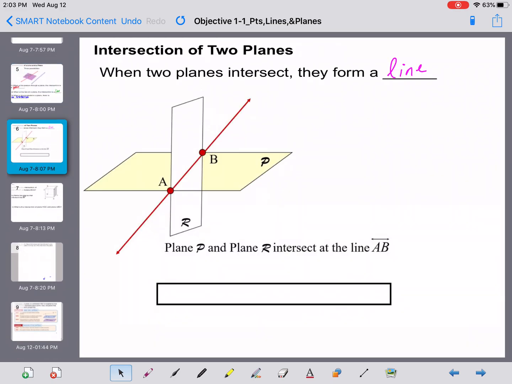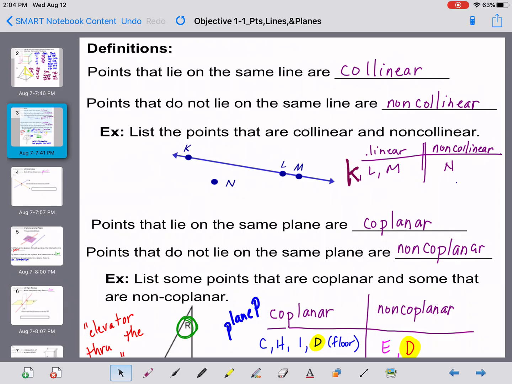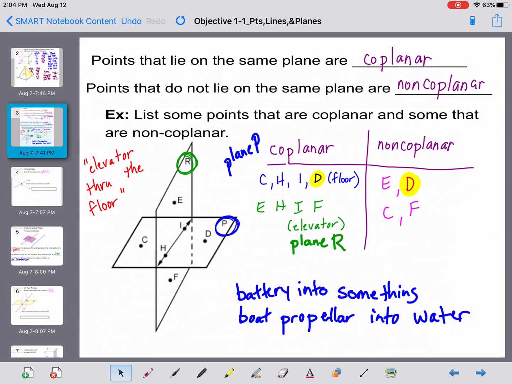The intersection of two planes. When two planes intersect, they form a line. Again, you want to think about it as an elevator passing through something. Another example of a plane passing through something, I think I forgot to mention it, but back up here on this slide, if you put a battery into something, that's putting a plane into another plane. Or if you think about a boat propeller, a boat propeller spins and it cuts into the water.